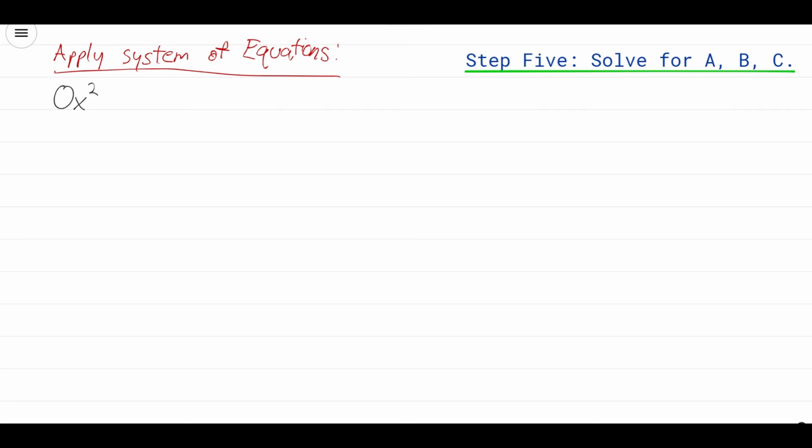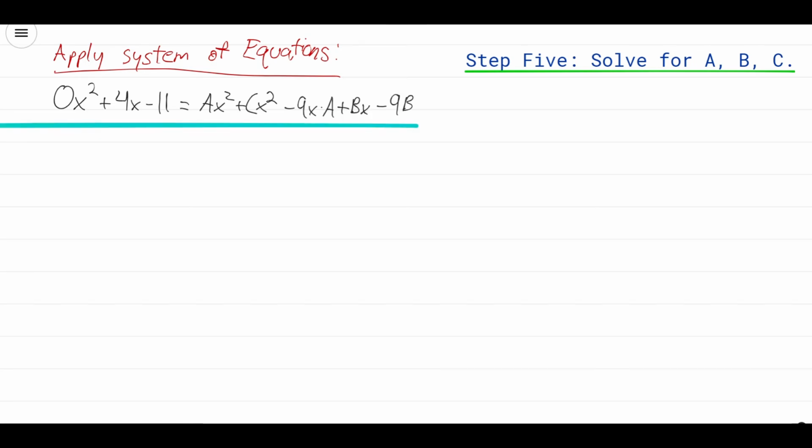So we have 0x squared plus 4x minus 11. Note that I keep a 0x squared because there's an invisible 0 in front of the x squared, even though it's just 4x minus 11. This was equal to what we came up with as ax squared plus cx squared, and I'm going to put this in descending order because it makes it easier: minus 9xa plus bx minus 9b.